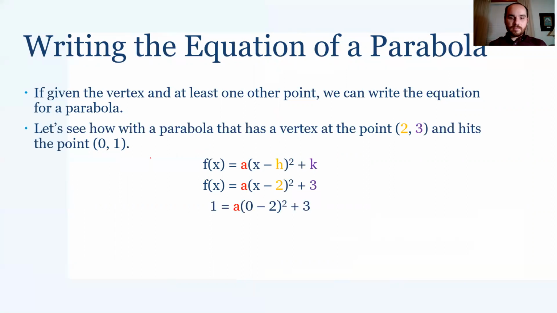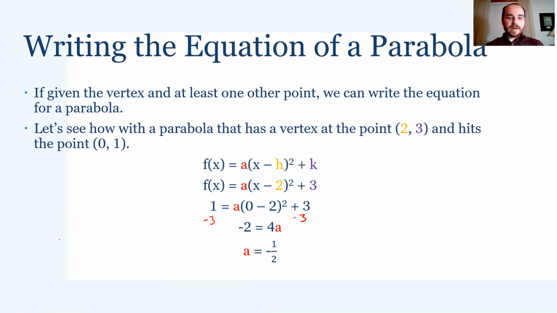And when we do that, we get 1 equals a times 0 minus 2 squared plus 3. So we solve 0 minus 2, that's -2, squared is 4. So we subtract 3 from both sides, and then we're left with negative 2 equals 4a.